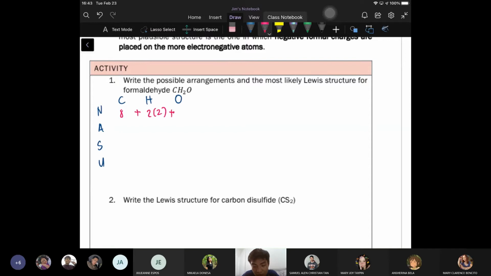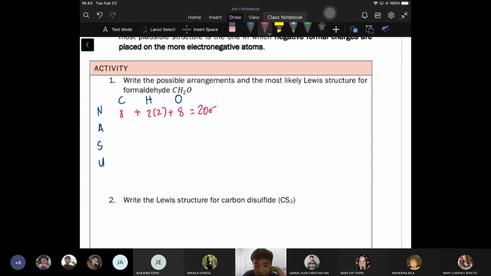Oxygen, this is also in the p block, so that will be 8 electrons. So needed will be 8 plus 8, 16, plus 2 times 2, 4. So that will be 20 electrons. Okay, so we have 20 needed electrons there.